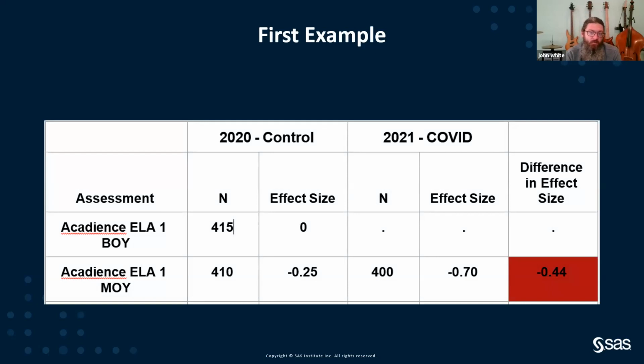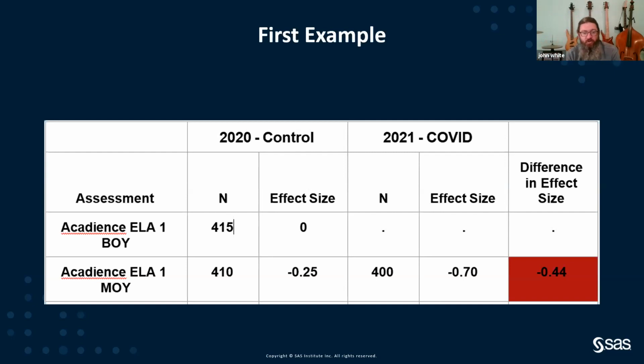So if I can walk through how to interpret what we're seeing, you have 415 students that took the BOY in 2020, in that 2019-20 school year, that had enough data in the 2019 school year to create an expectation. And on average, those students scored right where they were expected to score. So there was no difference between their observed and expected scores, and that's why the effect size is 0.